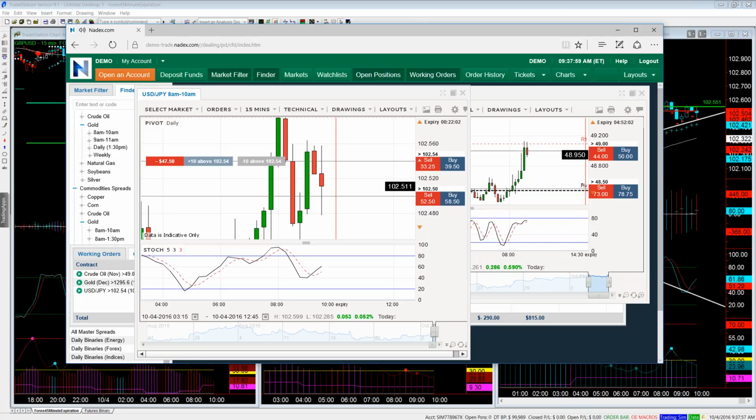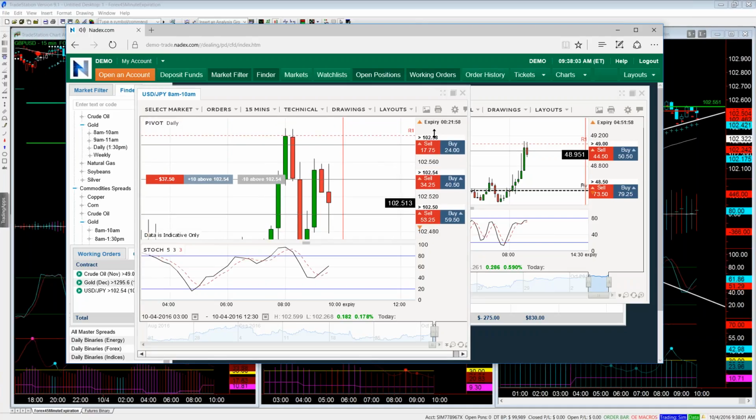We really need this to get up to 58. Need to see buyers coming in. Not seeing it right now on the price bar. Needs to go up more. And we're getting very close to the expiration.